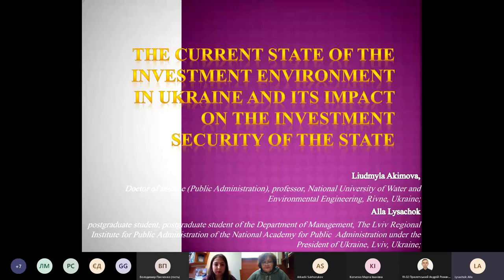Attracting investment is a global issue that has been studied by leading scientists for many years. Ensuring a favorable investment environment is the key issue in the process of ensuring sustainable economic development of the country. With the aid of investments, it is possible to create new jobs, which in turn will reduce the unemployment rate and relieve the workload on the country's economic system. The problem of attracting investment, as well as determining the level of investment security, was presented in the works of leading scientists.